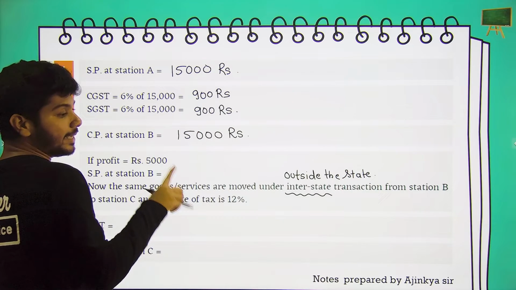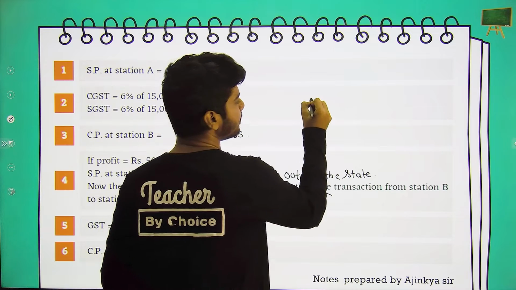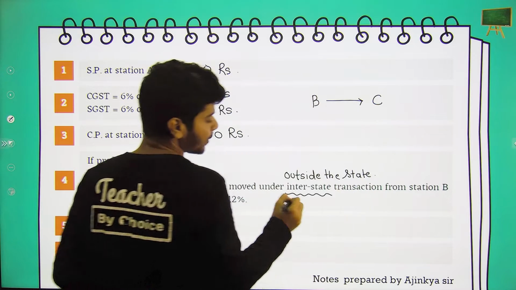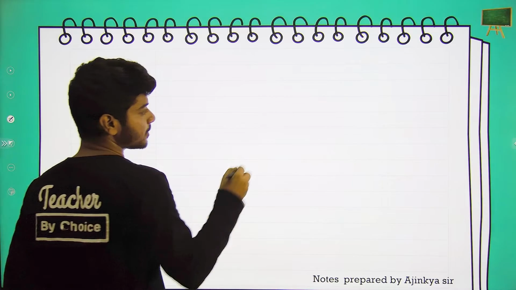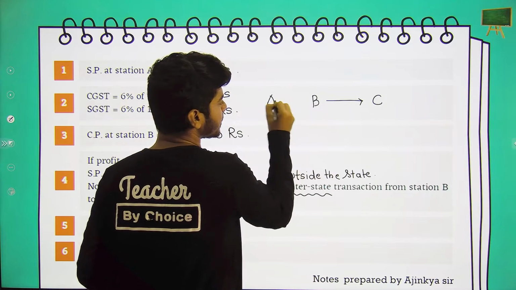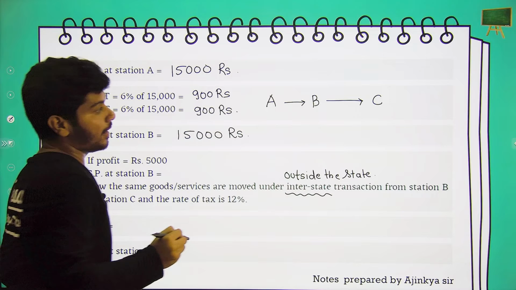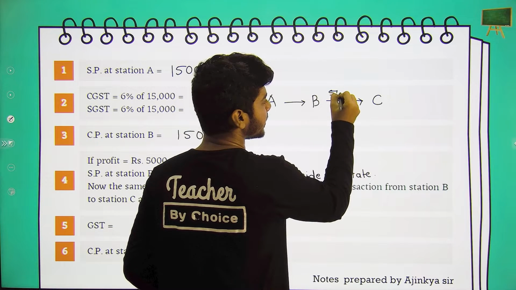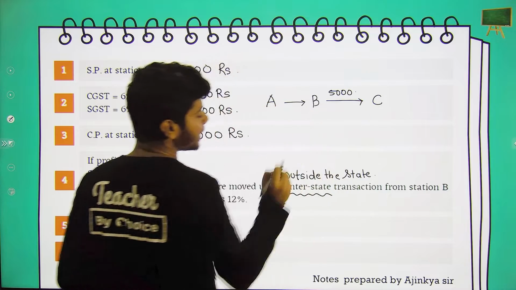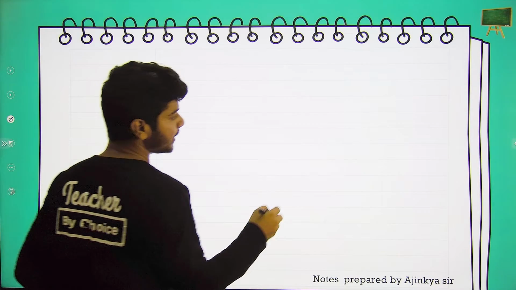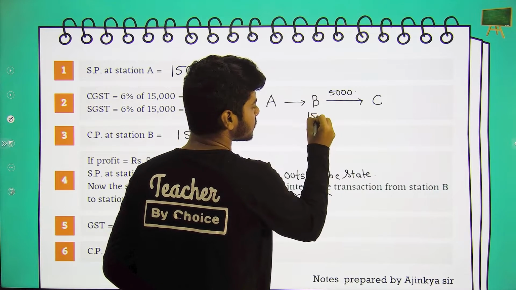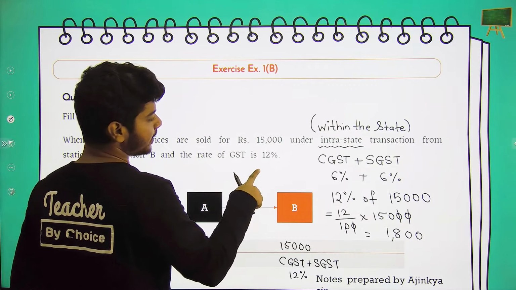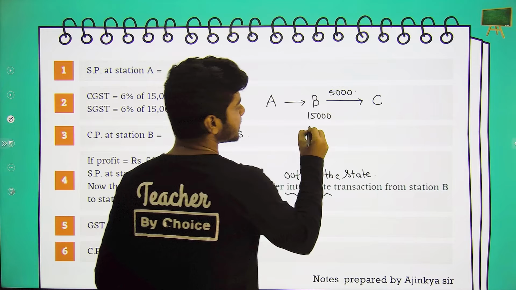Now B is selling the product. See, B is further selling the product to C. First he purchased from A, and profit is given as 5,000 rupees. B has purchased for rupees 15,000. We'll write 15,000 over here. And then what he did, the GST charge was 12%.